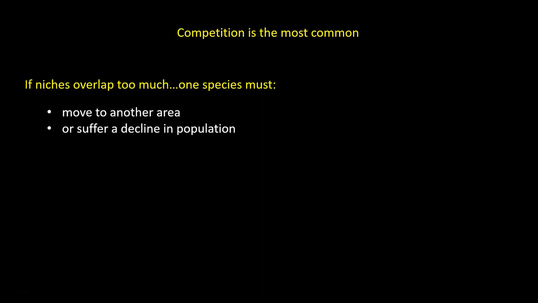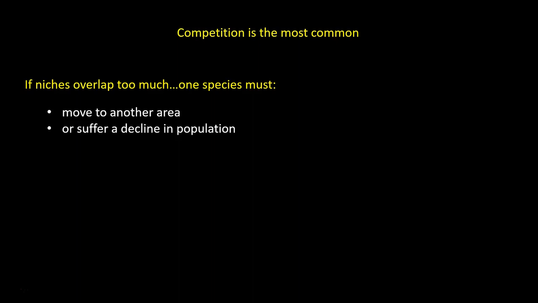Now, if niches overlap too much, one of those species must either move to another area or suffer a decline in population. The greater the overlap, the more they compete for resources. So, for example, if species A takes over a larger share of a key resource and species B doesn't get as much of that resource, they're going to have to either move to a new location or, as I said before, suffer a population decline.